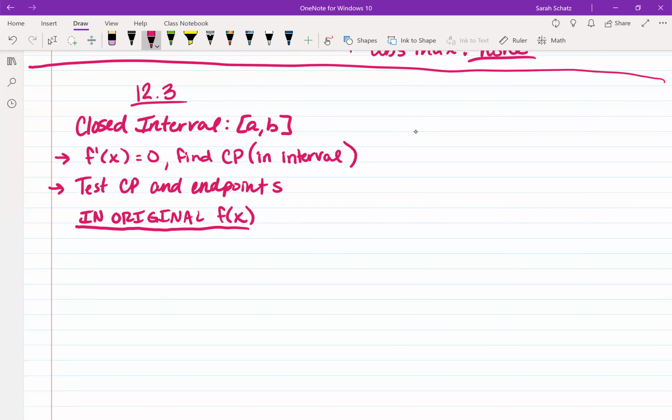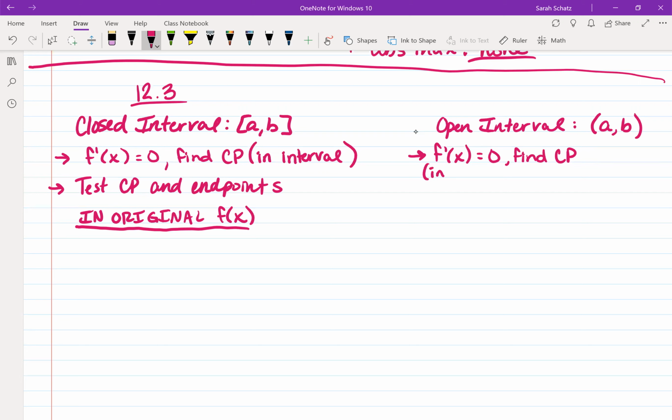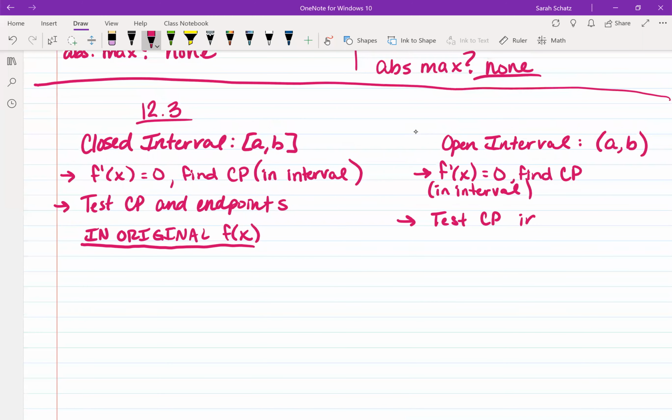In open intervals, which we just did, definitely the better choice because it's so much like what we've been doing already. Open interval from A to B with parentheses. Notice the first step is exactly the same. Take the first derivative, set it equal to 0 to find critical points in your interval. Here's where they differ. You only test the critical points in your interval. Notice we're not testing endpoints. We really don't care about those. And where do we test them? We test them in the second derivative. We use the second derivative test just like we did in 12.2.